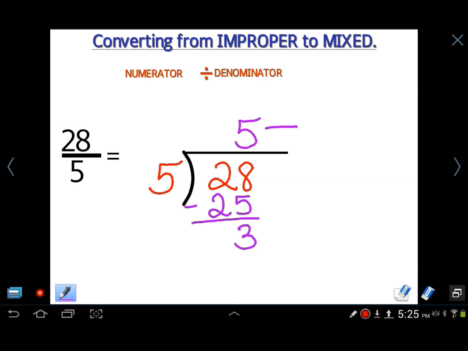And now we need to leave a fraction. 5 and what? Our remainder was 3, so that goes on top. 5 is our divisor, right there. So that is that. There you have it, 5 and 3/5.